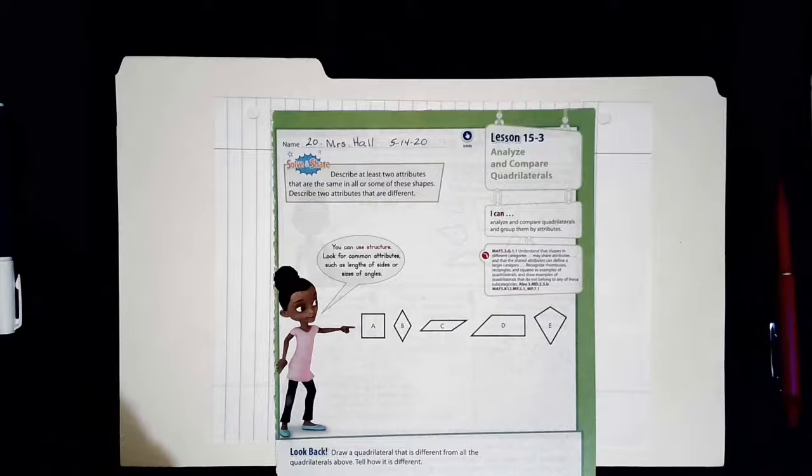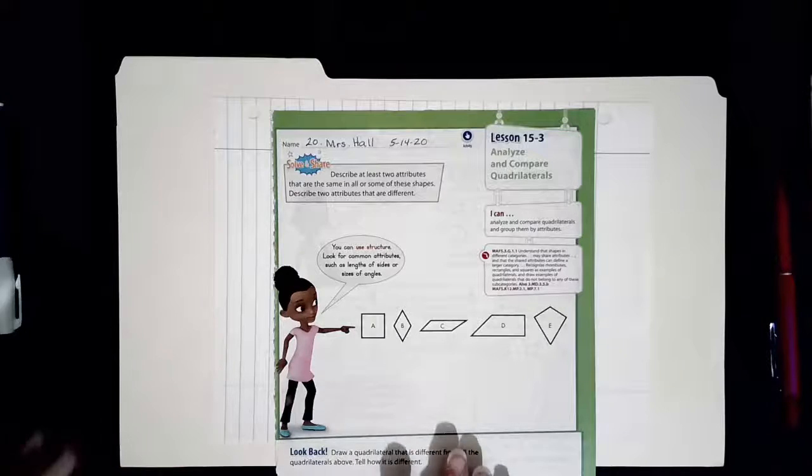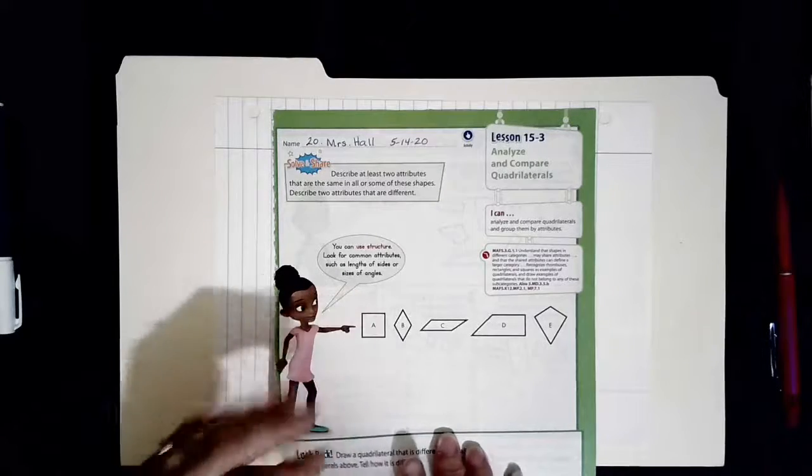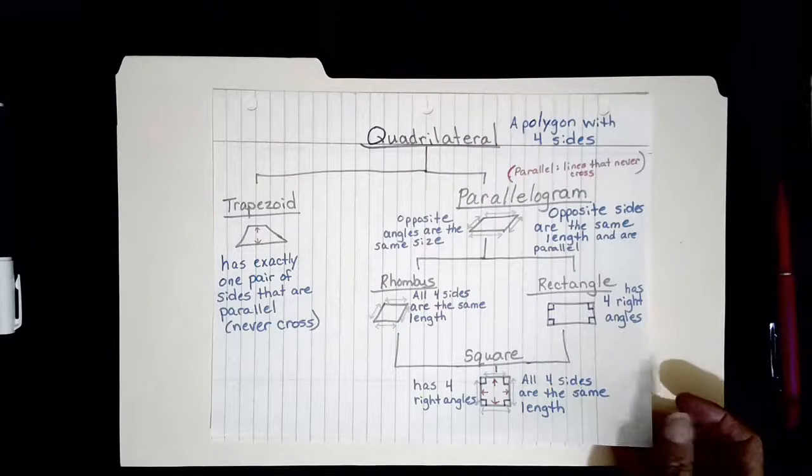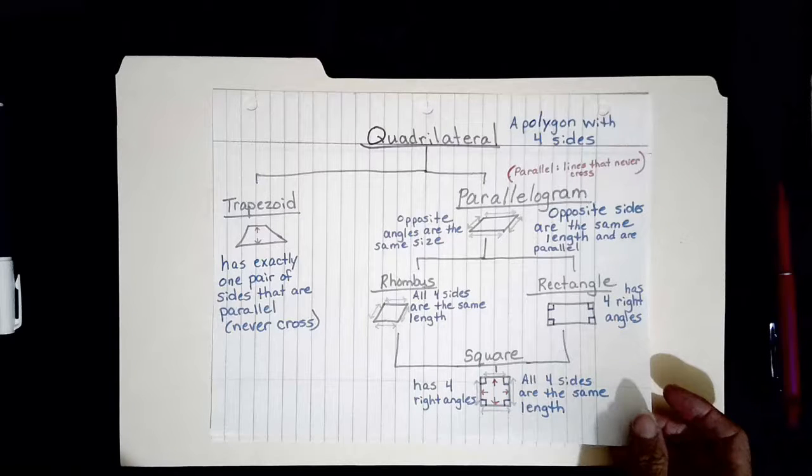Today we are going to do lesson 15-3, Analyze and Compare Quadrilaterals. But before we get started with our lesson, I wanted us to make a nice little chart that's going to help us understand our quadrilaterals a little bit better. So this is what we're going to end up with. I wanted to give you a little peek at it. And we're going to work it together.